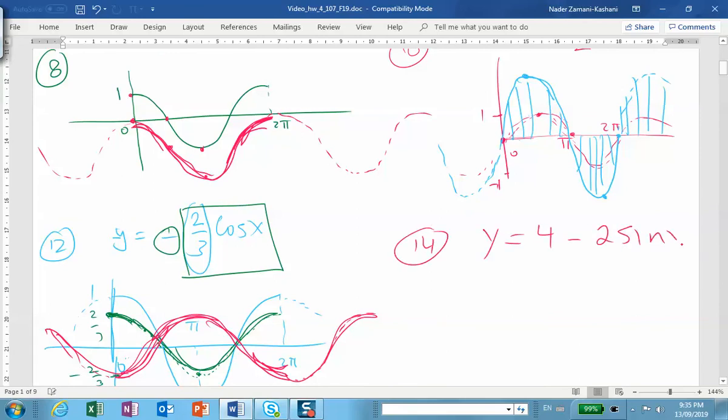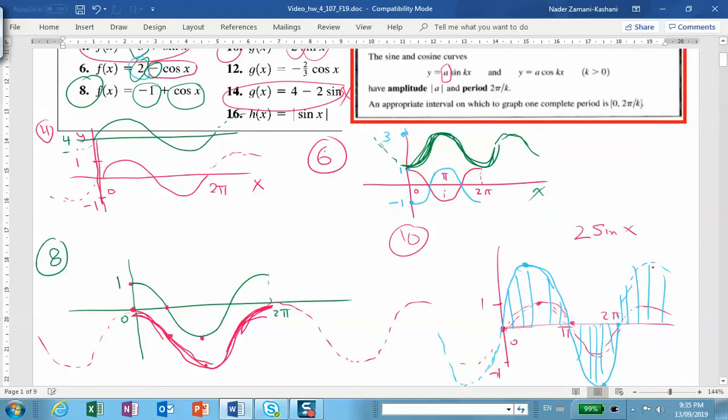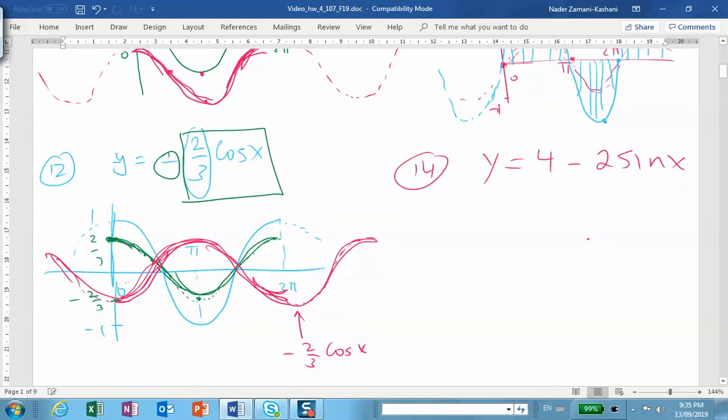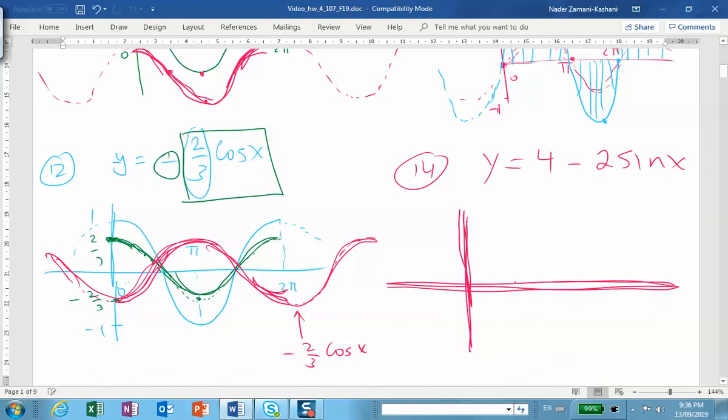So what we're going to do is first we're going to draw sine of x. First we're going to draw this. Okay. So let me do it like that. And I do only the interval 0 to 2 pi because it repeats itself. There. And then you have 2 sine of x. You have this, right? So every height is stretched by a factor of 2.